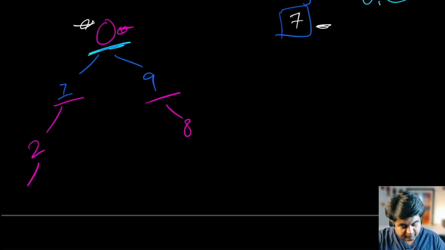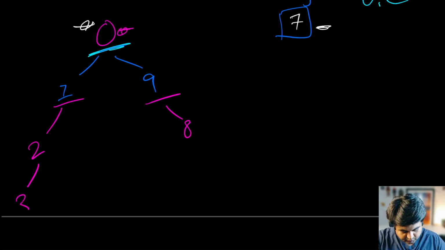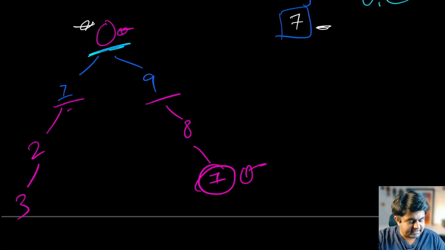From 2 we have once again two options. We can either go to 3 or 1. And from 8 we have two options. We can either go to 7 or we can go back to 9. So now we have reached 7, and this is the solution, the target value, that we are trying to achieve.